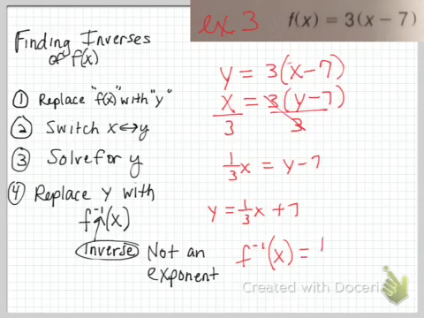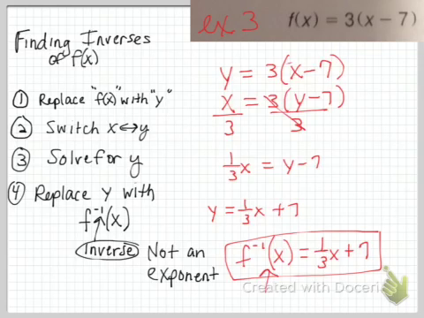So I said that's how you read it, which isn't exactly right. That's how I say it to get you to write it correctly, but really we read that as the inverse of f of x. So when we write it, we write f to the minus 1 of x, but when we read it, we should say inverse of f of x.